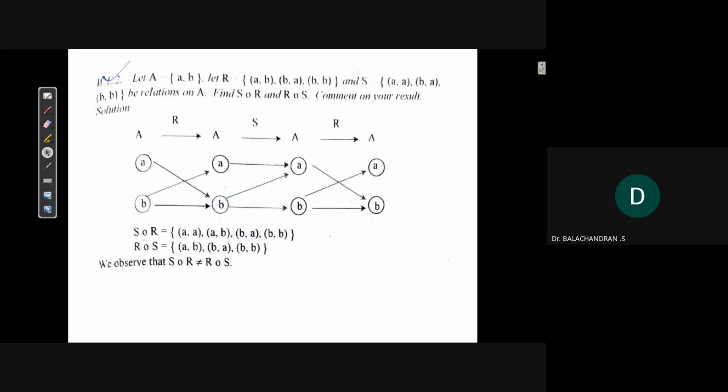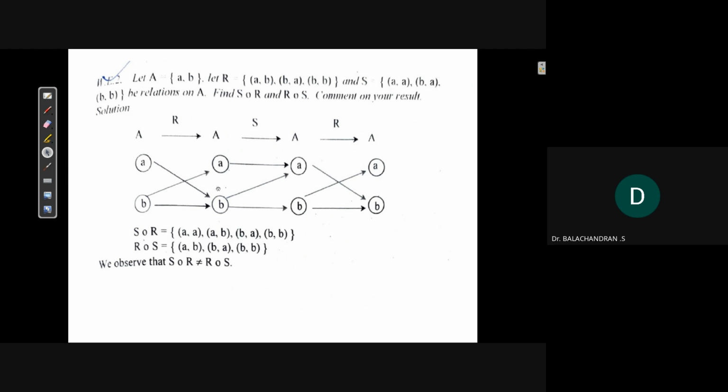Here A is a set, A comma B, R is a relation, S is another relation. We need to find S composition R and R composition S and comment on your results. This is the usual method. To find S composition R and R composition S and comment on the result means they are not equal. So that is the comment here.